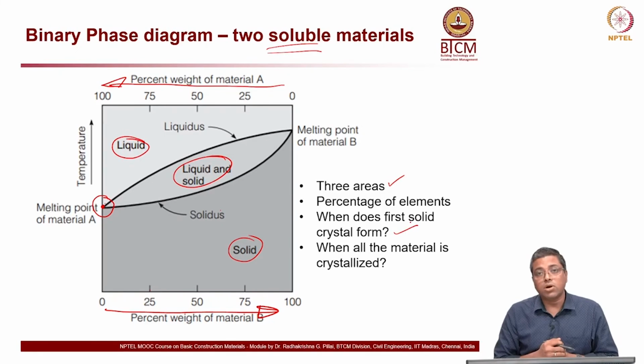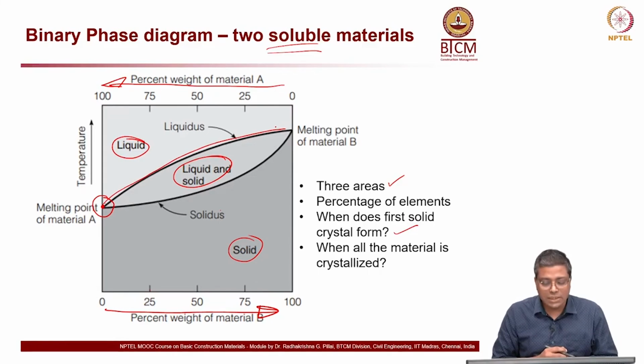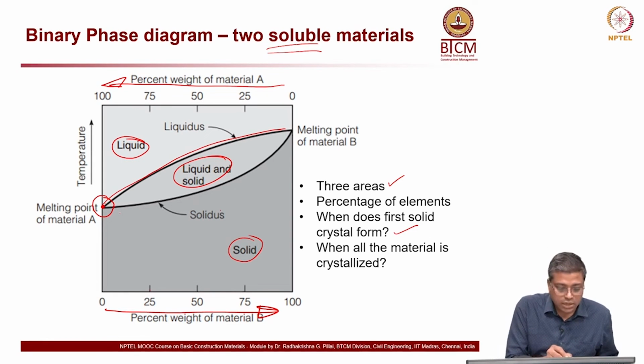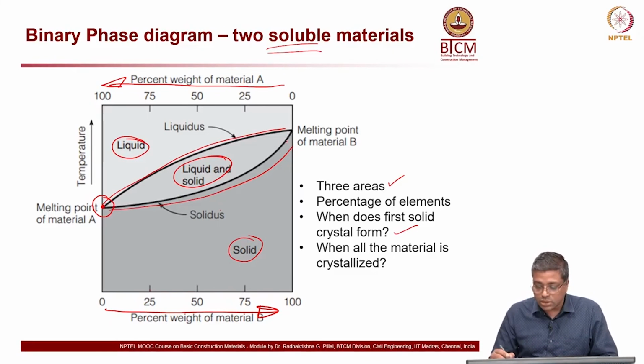When does the first solid crystal form? When the temperature decreases from the top down, the first solid crystal forms when it goes just below or touches the liquidus line, and when all the material is crystallized and completely solid, that is the solidus line. So that is clear now. This is the liquidus and this is the solidus.